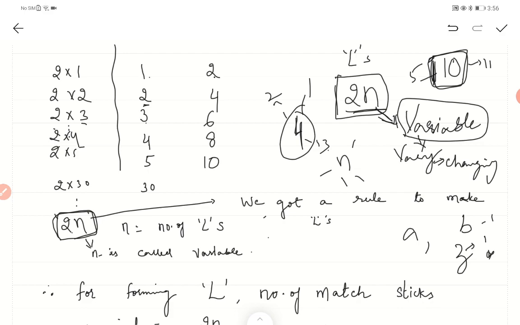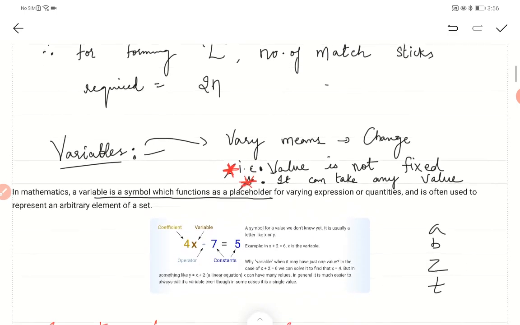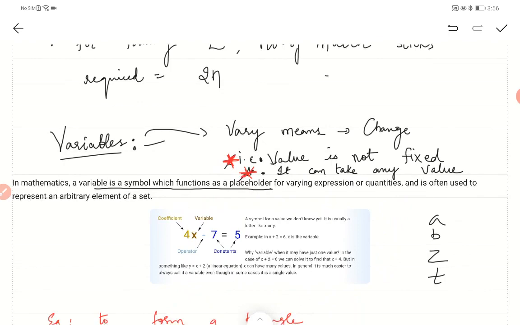All right, so what is a variable? The name itself says vary, meaning changing. So a variable is just a symbol which is used in some functions to hold a value in different expressions or equations or quantities.